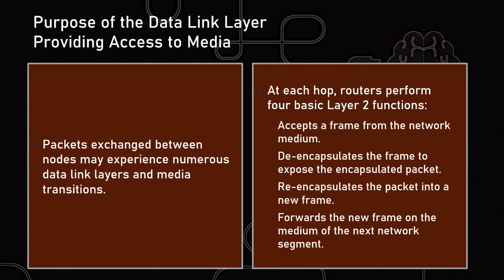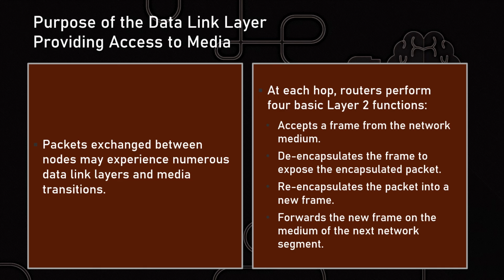Now, packets exchanged between nodes may experience numerous transitions between data link layers as well as different types of media. You could have a data transmission that goes from a wired host to a router. That router hooks back to an ISP. That ISP transmits something to a satellite. That satellite bounces across to the other side of the planet. It's received by a secondary ISP there. That ISP connects to another wired connection, bounces to a Wi-Fi connection at a host site, and then connects to another device. So we can see a number of transitions that occur.